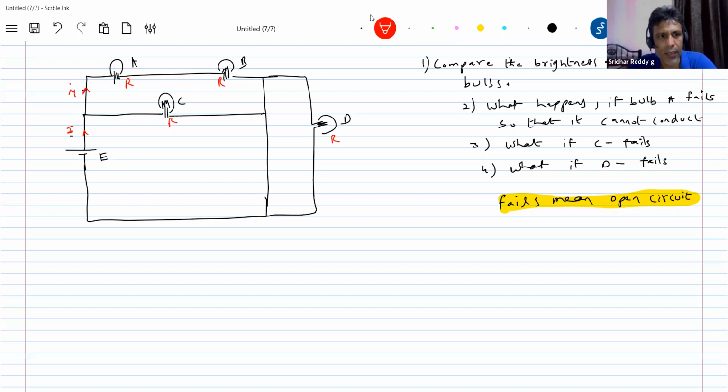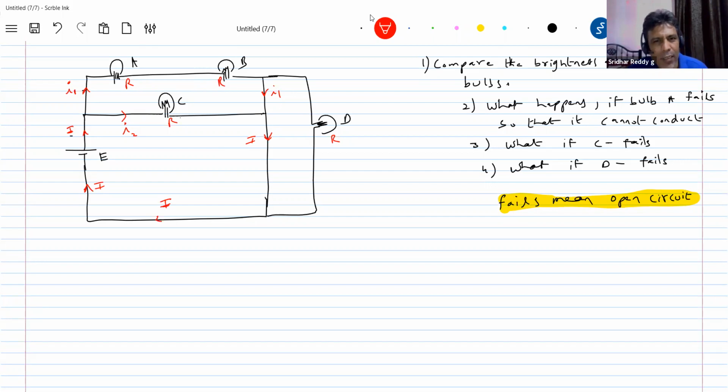Call this I1. Here let this be I2. Then this current I1 will take a path like this. So I1 plus I2 should become equal to I. And it is like this. No current will flow through this.